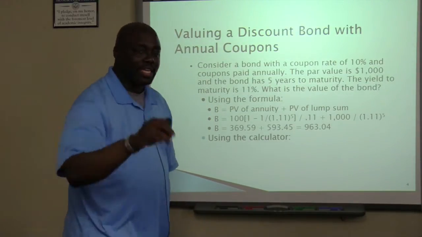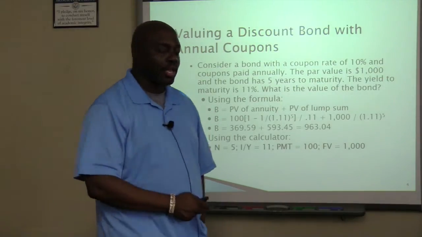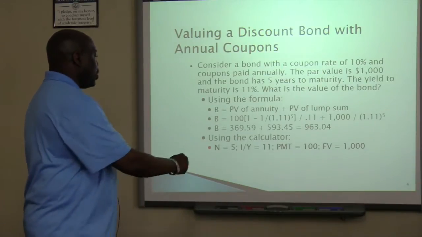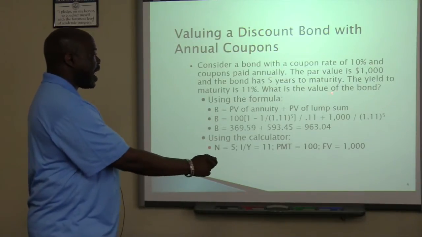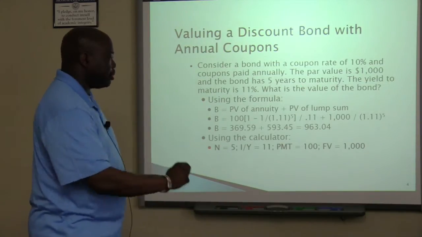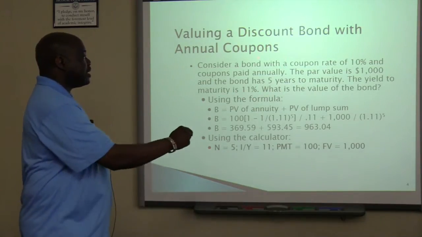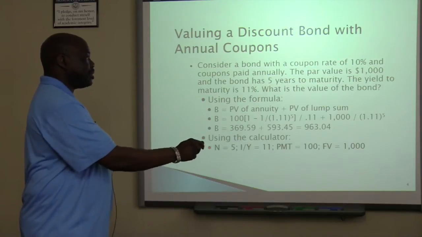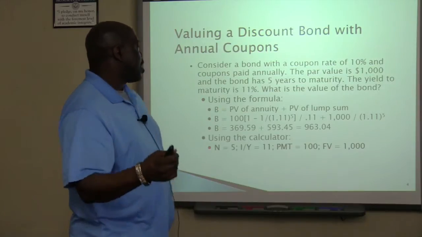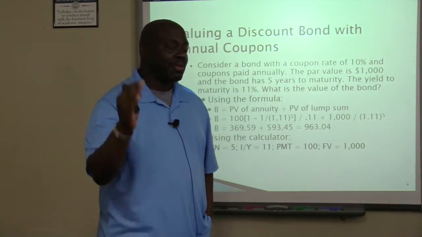We're going to use our handy dandy financial calculator and input everything into it. If we look at the problem from a time value of money standpoint, we know that N is going to be 5 because it's 5 years to maturity. Our interest rate is the same as our yield to maturity, so our yield to maturity is 11%. Our payment is the coupon rate times the par value, so that's how we got the payment of $100. And remember what I stated before, the par value, the face value, is the same as future value.